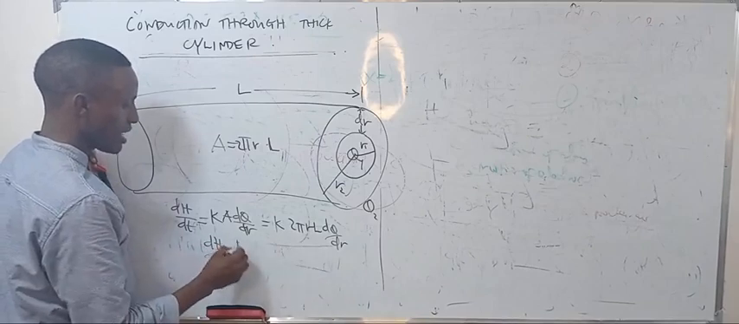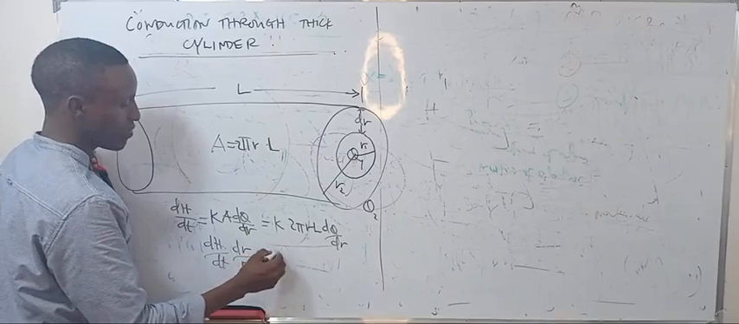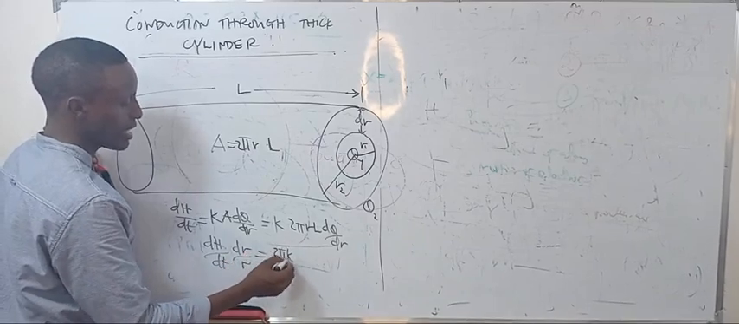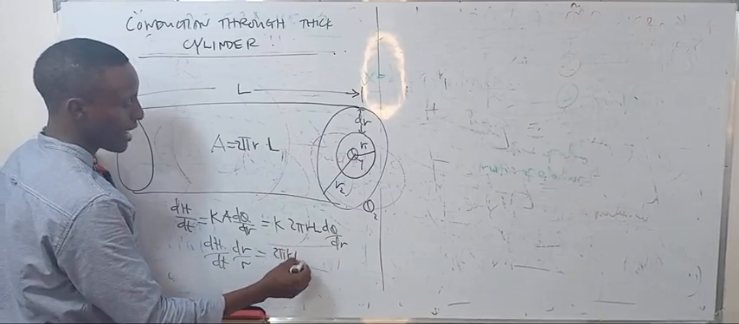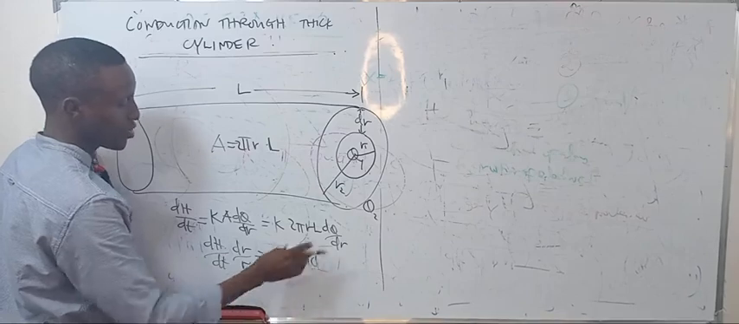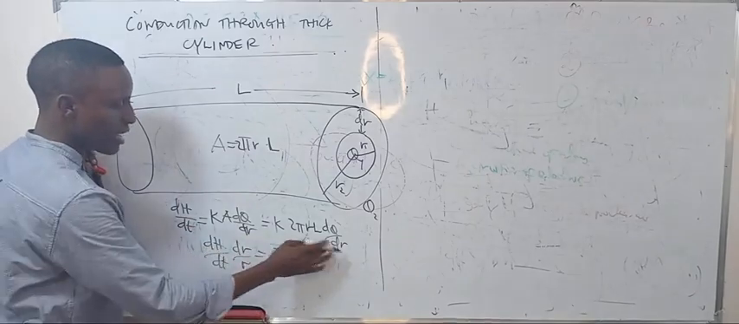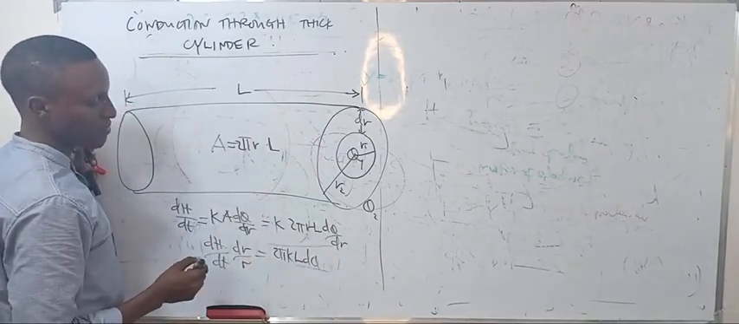So we say the rate of flow of heat, the flow per time, dH over dt, is equal to 2 pi k L times d theta over dr, and we have corrected r with dr.